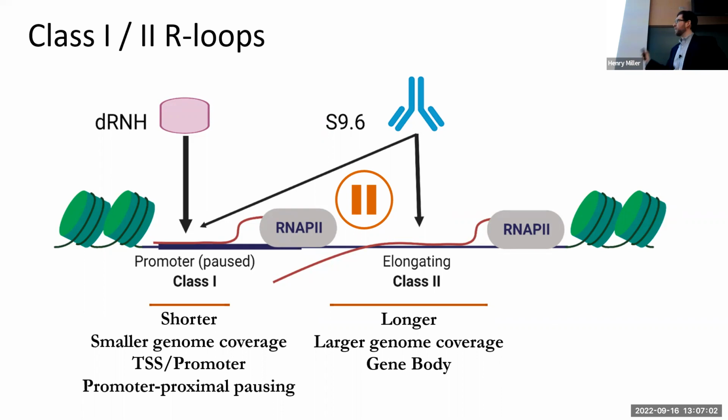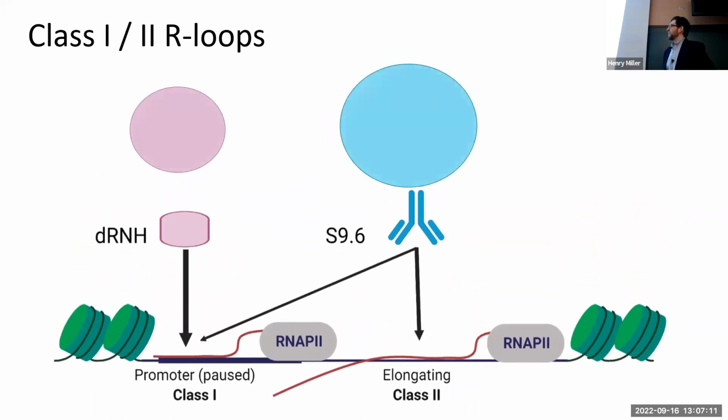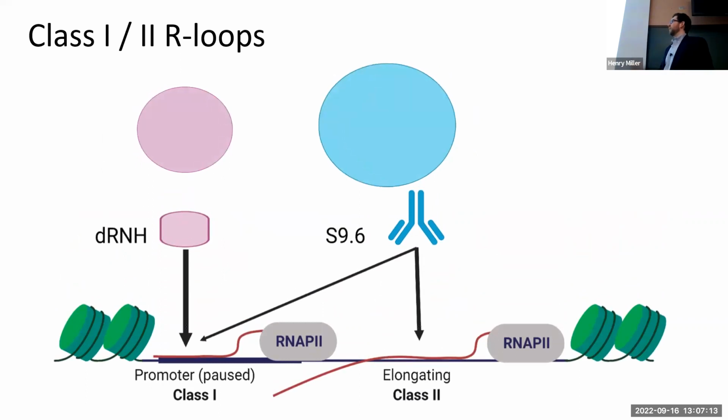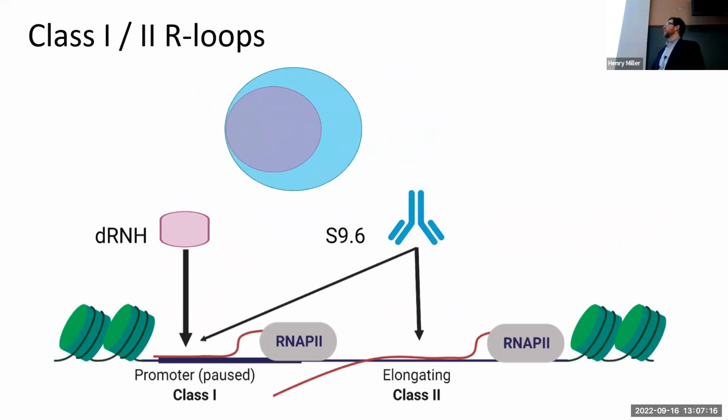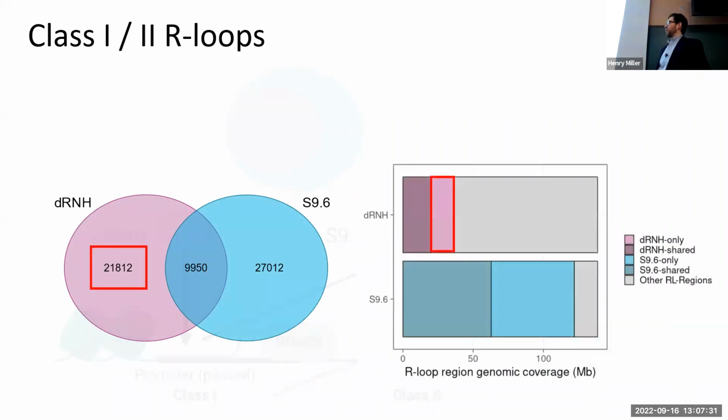Now, one caveat worth mentioning about this model is that it has a bit of a blind spot. It presupposes that when you overlap DRNH and S9.6, you should see something like this: DRNH should be something of a subset of where S9.6 is mapping R-loops. And yet that's not what we saw. We saw a very large number of DRNH-only R-loops, and they cover a sizable proportion of the genome.